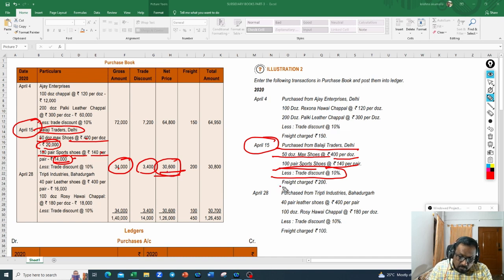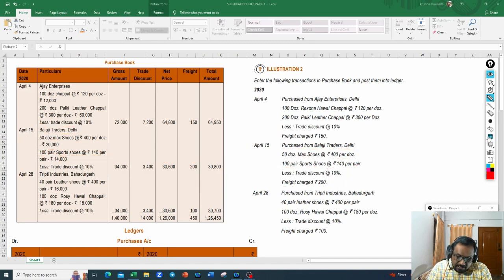On top of it, he also charged 200 freight. Not paid, freight charged. He included freight charges, 200. So the 200 we are showing in the freight column. So what is the total amount? 30,600 plus 200 freight he charged, put together 30,800 is your total amount. Clear? Right. Next one. Purchase from Tripti Industries, Bahadurgarh.